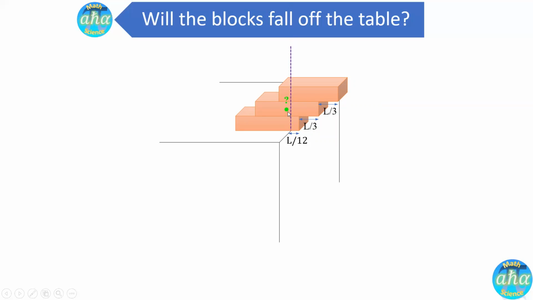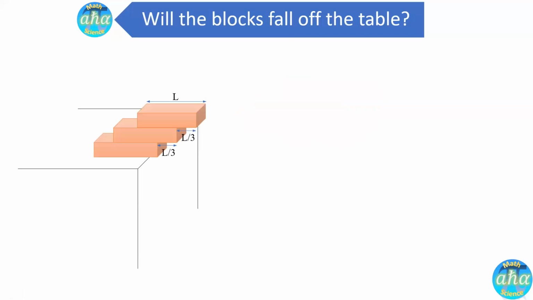If the center mass is to the left of the edge of the table, then the blocks will stay on the table. Otherwise, the blocks will fall off. So now the problem becomes how we can find the center mass of this three block system. So the mass of each block is the same.